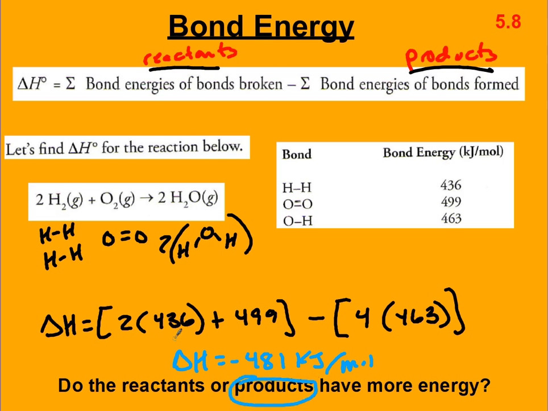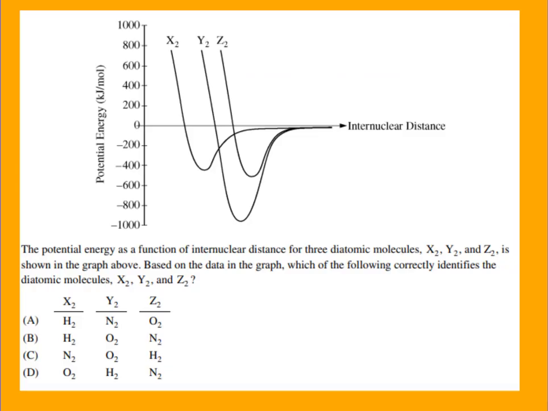I can also see that in this calculation. If I break down the problem to my reactants and products, my reactants had 1371 kilojoules, and my products have 1852 needed. So my products have a larger bond energy. Go ahead and pause the video and try this one on your own.